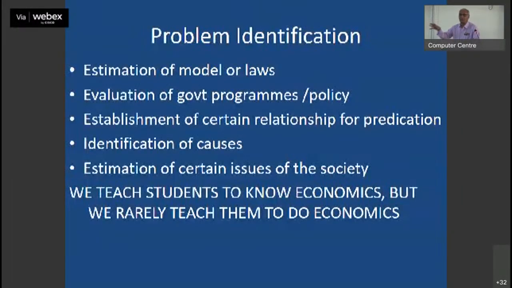Research can also be the estimation of a model or law. There are certain laws in economics or in social sciences, and if you plan to verify or estimate this particular law, that will be treated as research. For example, we have the law of demand, and if you try to estimate the law of demand for food crops or for petroleum products, what is the impact of price, what is the income effect, what is the impact of the substitution effect, it will be treated as research.